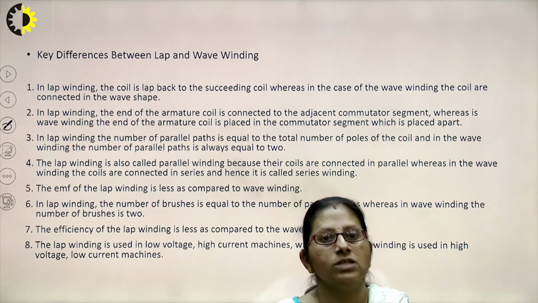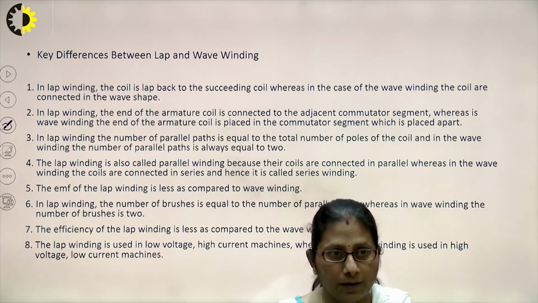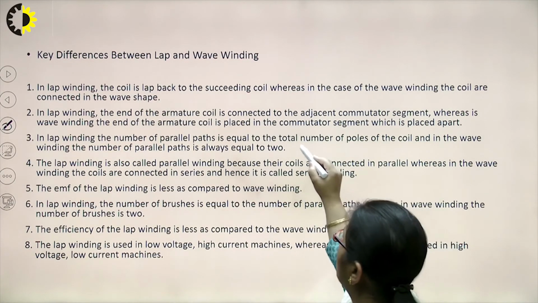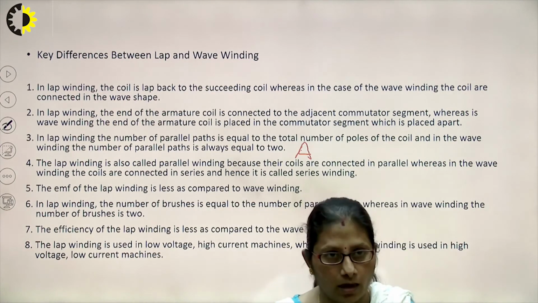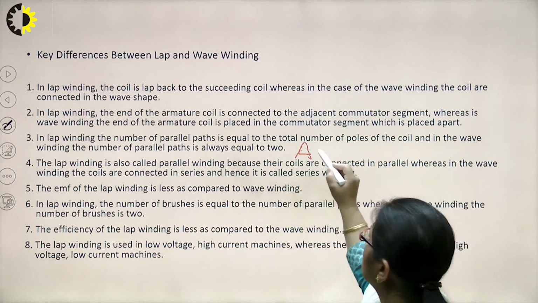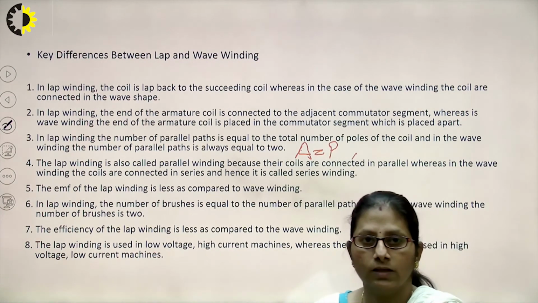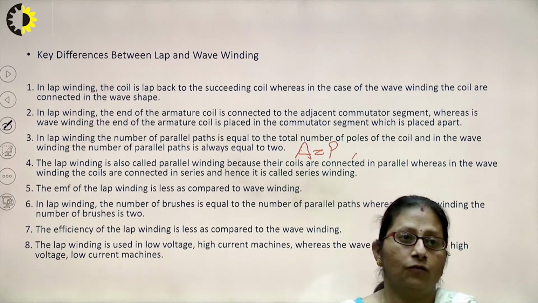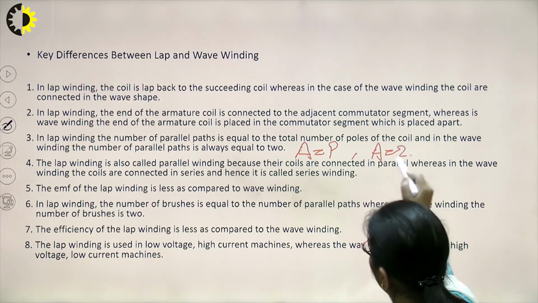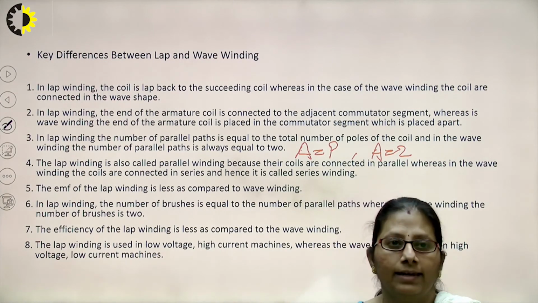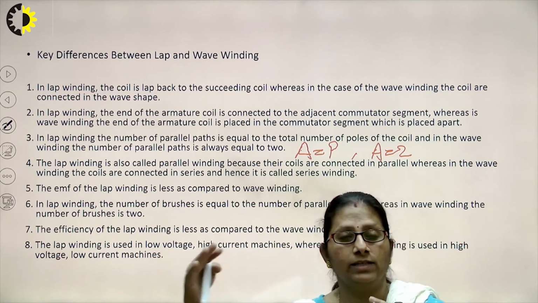Third difference: in lap winding, the number of parallel paths is equal to the total number of poles of the machine. This is a very significant difference, right? That means in a lap winding, the number of parallel paths, which we denote with the letter A, is equal to the number of poles of the DC machine, whereas in case of wave winding, the number of parallel paths is always equal to 2, right? Let it be any number of poles, the number of parallel paths will always be equal to 2.